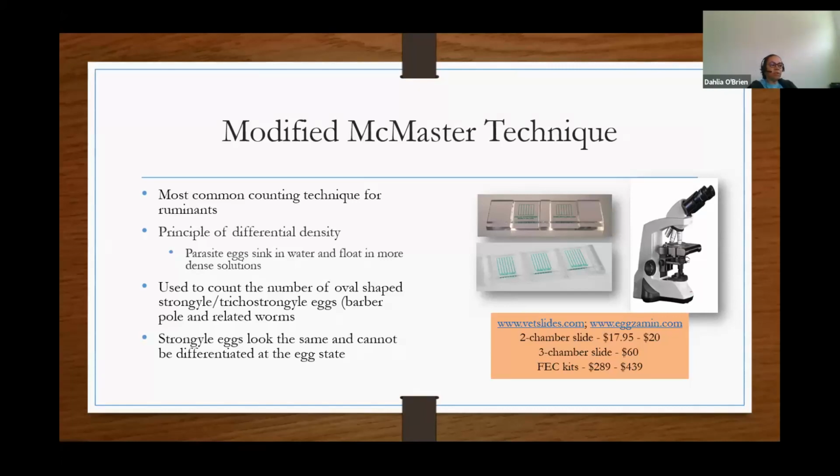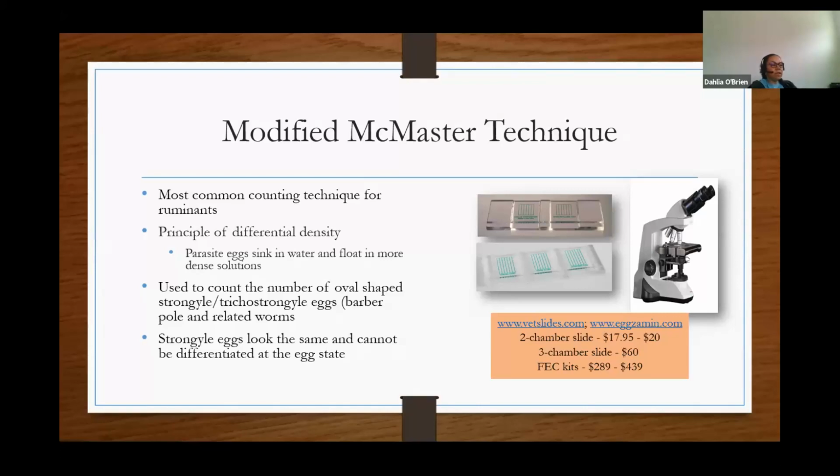It's based on the principle of differential density. So parasite eggs sink in water and they float in more dense solutions. So they really need a solution that's super saturated so that they can float to the top, and we're able to count them on the MatMaster slide.